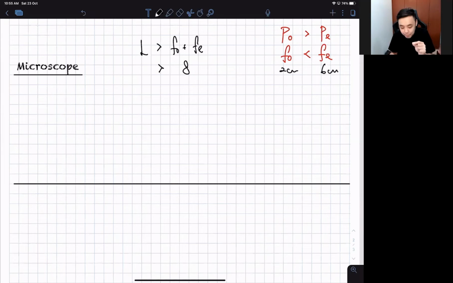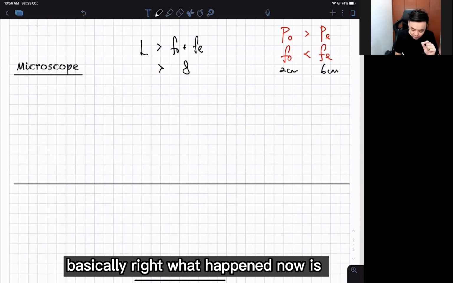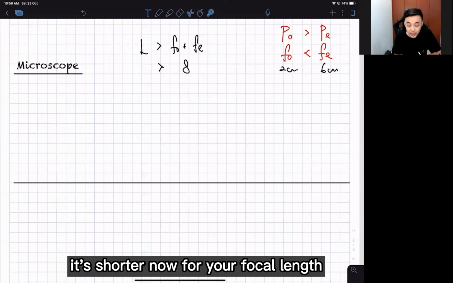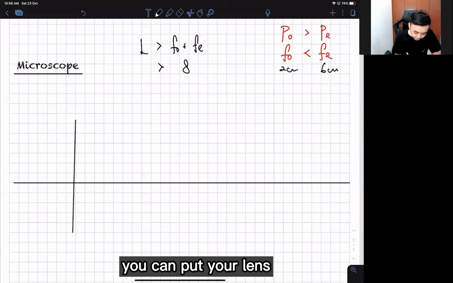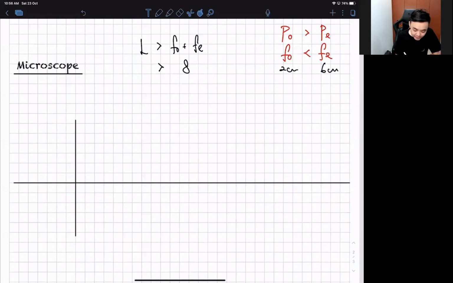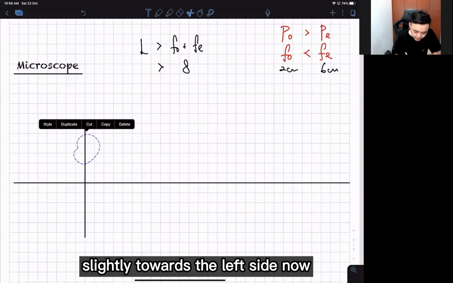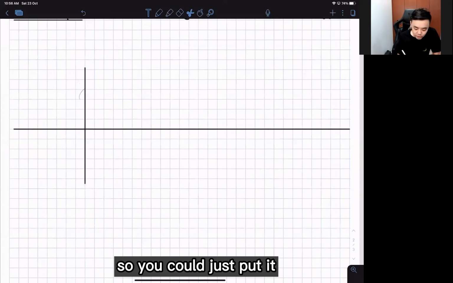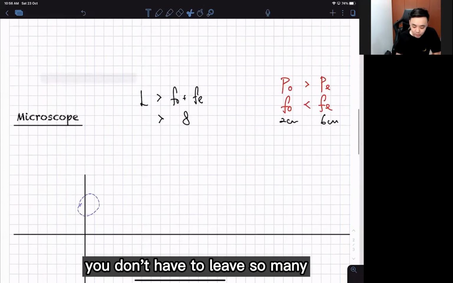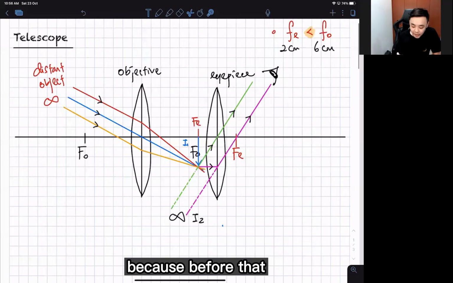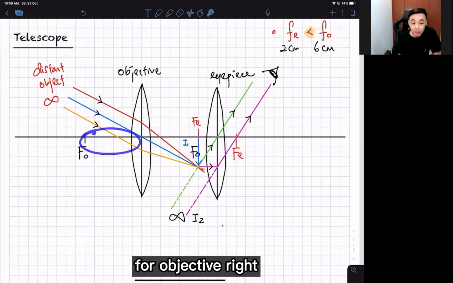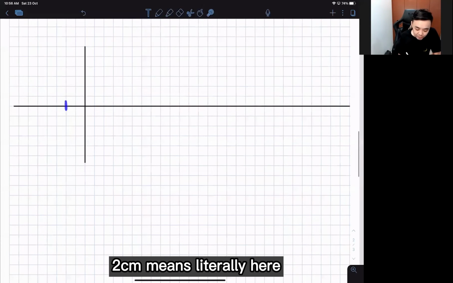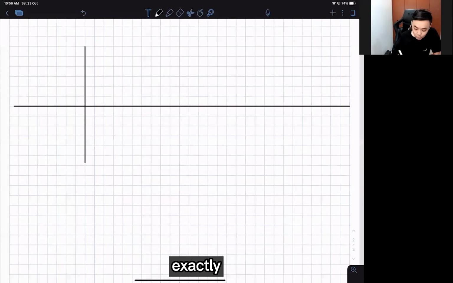Yes. Now, basically, what happened is, first thing, the objective is shorter now for your focal length. So what happened there? Simple. You can put your lens slightly towards the left side now because you don't need so much space anymore. You don't have to leave so much space like what you had before, because before that you had a long focal length for the objective. But now your objective is only 2 cm. 2 cm means literally here.